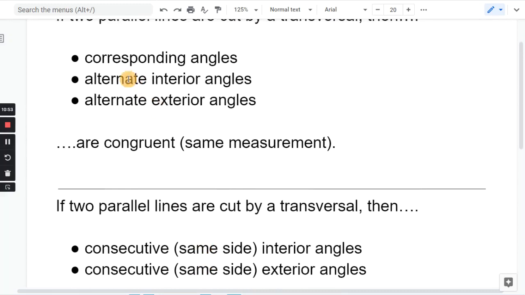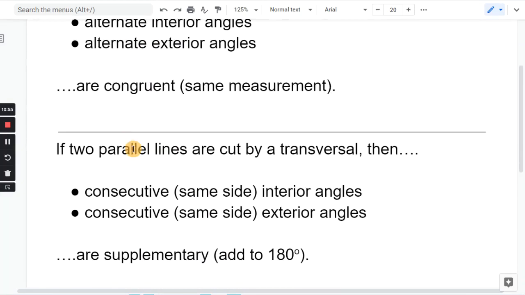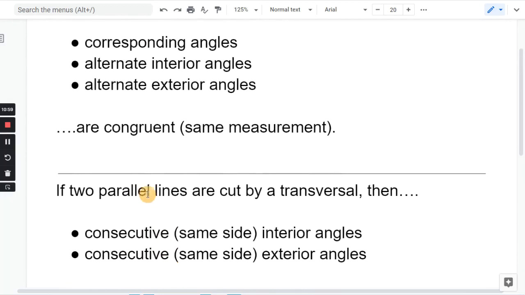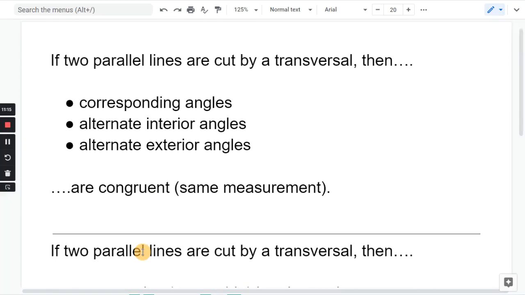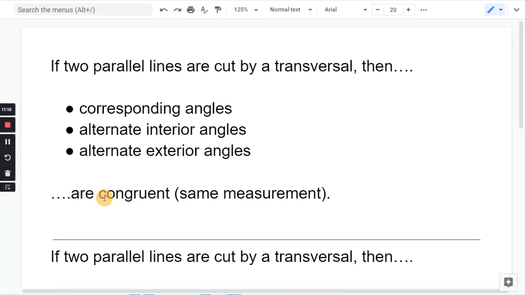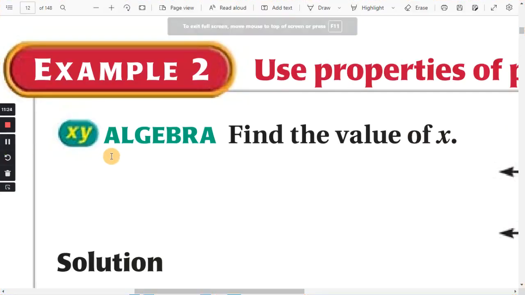So these three are congruent and these two are supplementary. The way I remember is that corresponding begins with a C, so corresponding and congruent both begin with a C. Same side begins with S and supplementary begins with an S. So same side supplementary, corresponding congruent. That's how I remember it. And just remember the other two are also congruent. All right, example 2, find the value of X.